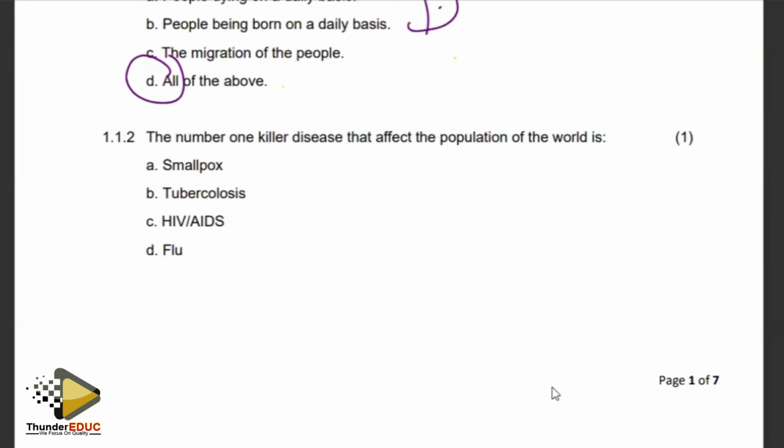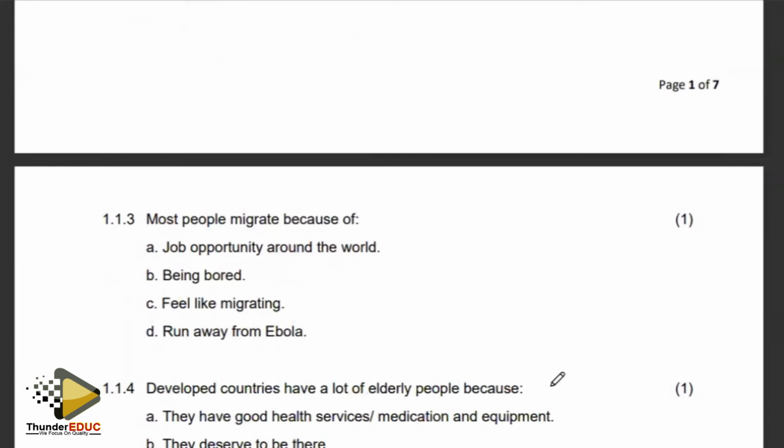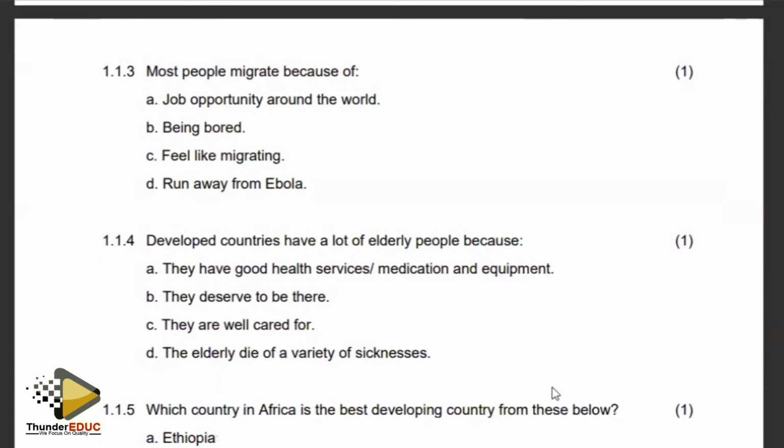All right, let's go to 1.2. The number one killer disease that affected the population of the world. We have A, smallpox, B, tuberculosis, C, HIV, and D, flu. So the suitable answer here is C, HIV, which is human immunodeficiency virus, causing AIDS, acquired immune deficiency syndrome.